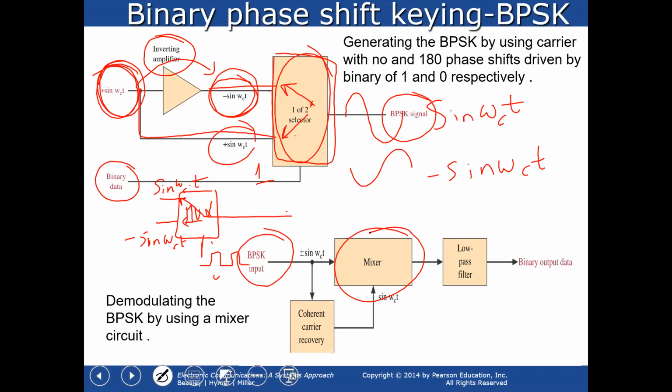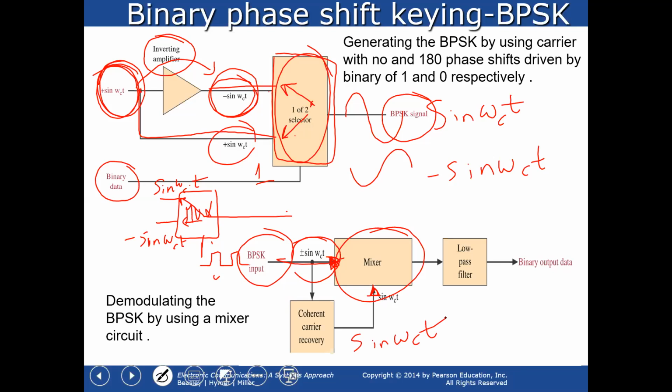The mixer circuit here has two inputs. One of the inputs is going to be your binary phase shift keying input. Your other input to the mixer is going to be driven by a reference oscillator that is synchronized to the carrier frequency, so it has to be at the frequency of sine omega_c t. We usually call this the coherent carrier recovery, because the recovered carrier frequency will be mixed with the binary phase shift keying input signal.